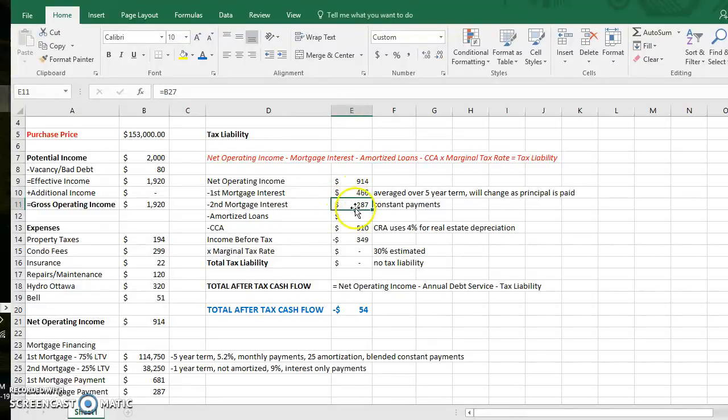Your second mortgage interest, you'll see it exactly equals B27, which is here, because again, this is an interest-only loan, so the entire payment forms part of the tax deduction. There are no amortized loans, so we do not include anything here. And then we subtract our CCA.